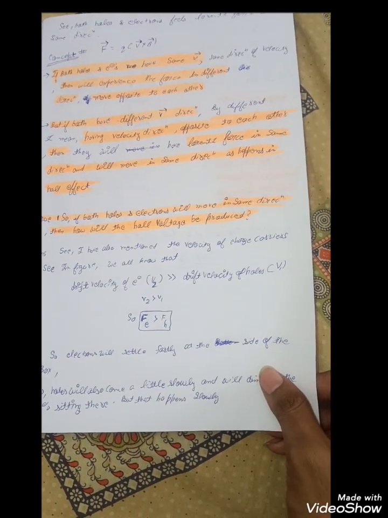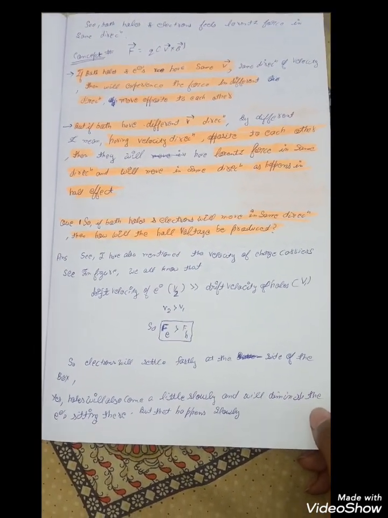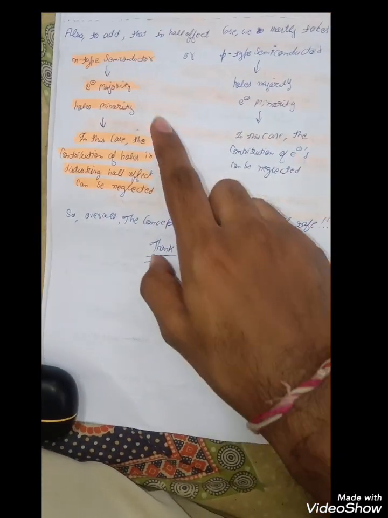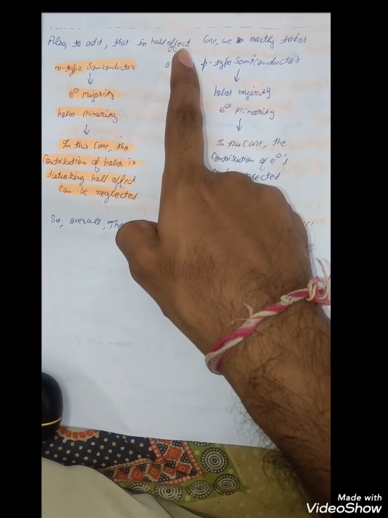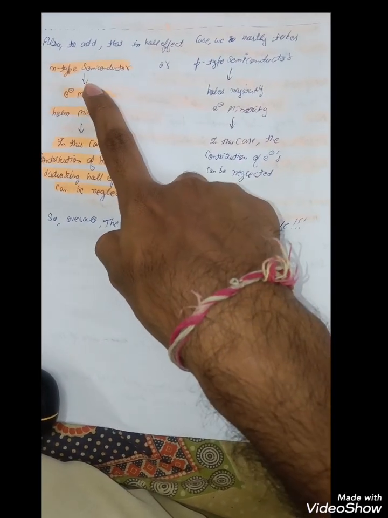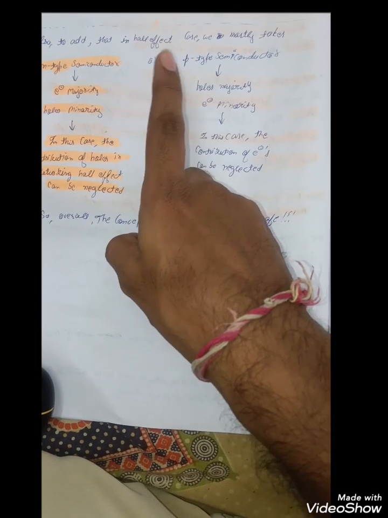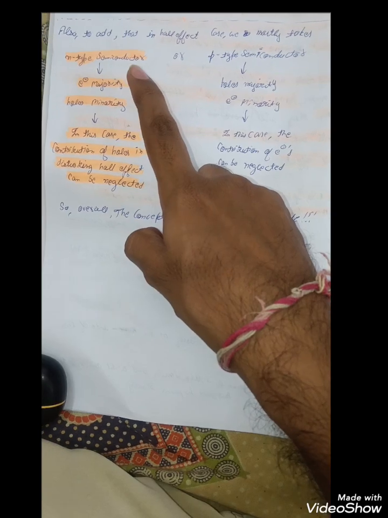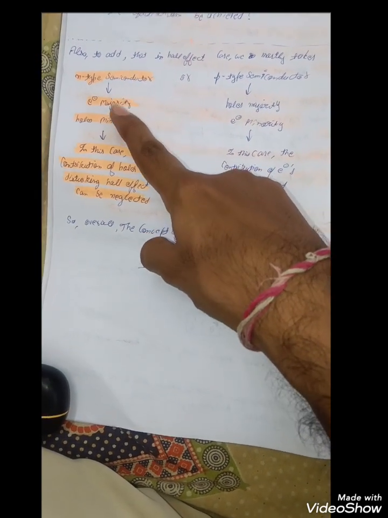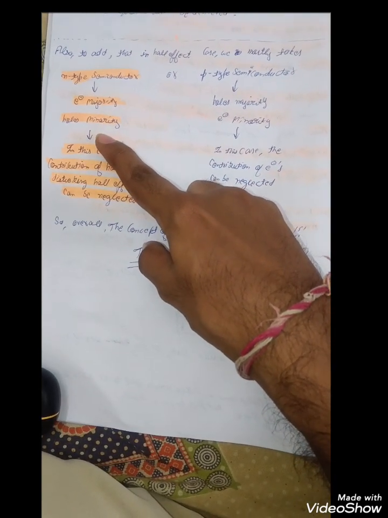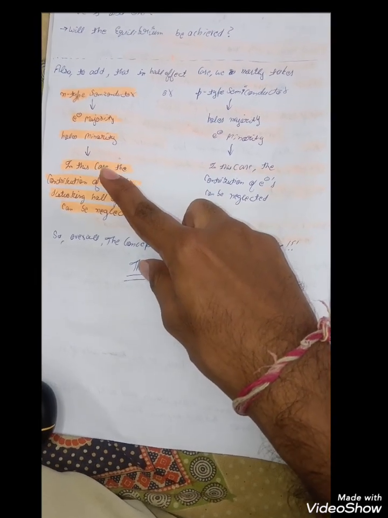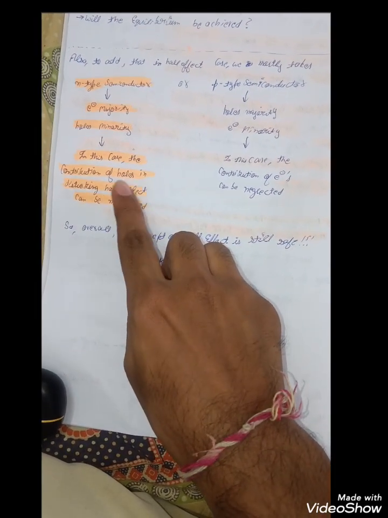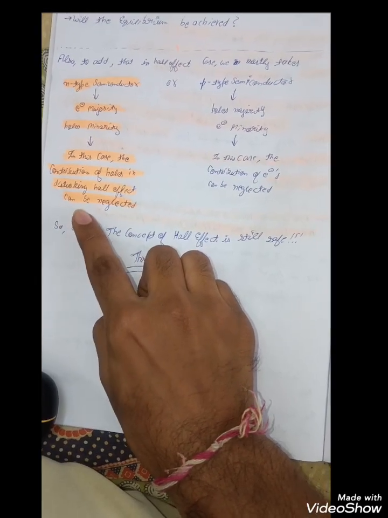Now the other answer to this question is for extrinsic semiconductors. When we are talking about the Hall effect, we are mostly talking about either an n-type semiconductor or a p-type semiconductor. In n-type we have electrons in majority and holes in minority. So in this case, the contribution of holes disturbing the Hall effect can be neglected.